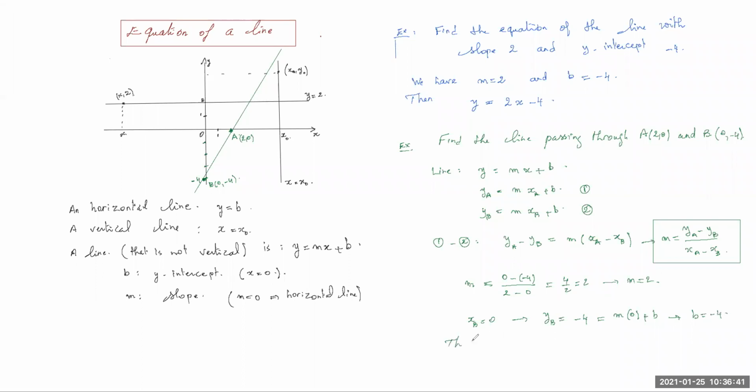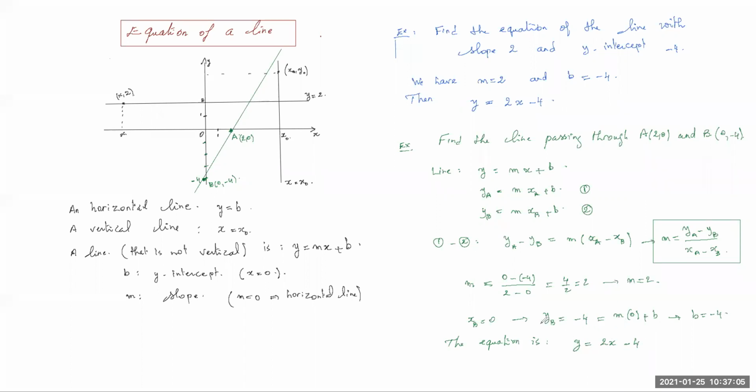So the equation is given by y equals the slope 2 times x minus 4, and I have my equation. So it was the original equation we found.